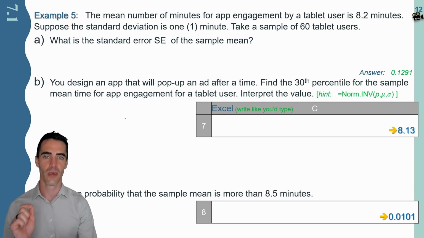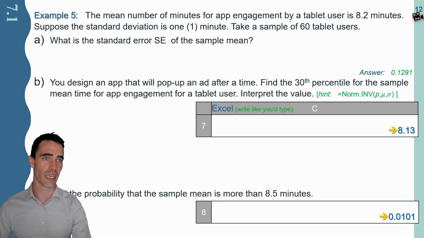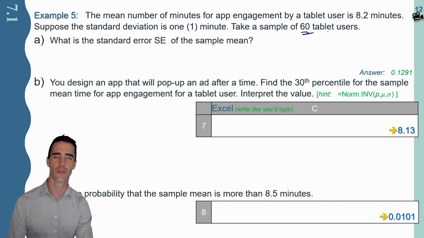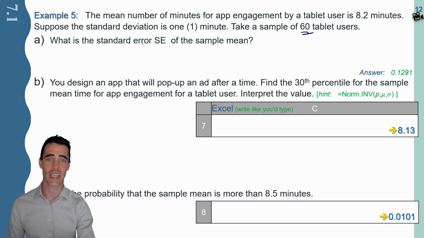Next example. The mean number of minutes for app engagement by a tablet user is 8.2 minutes. They seem to, for some reason, drop interest after that time. Suppose that the standard deviation is 1 minute. And I would take a sample, let's say, of 60 tablet users. Let's see if we can answer some questions. What is the standard error, SE, of the sample mean?